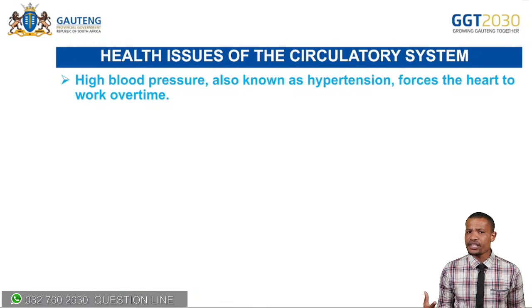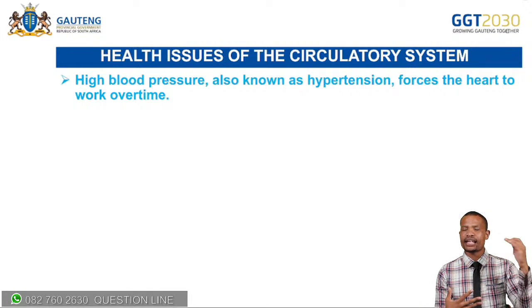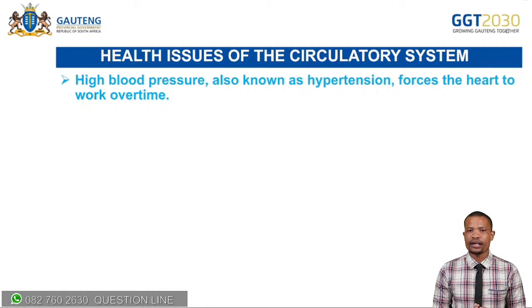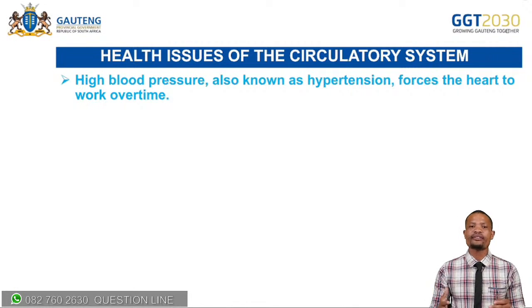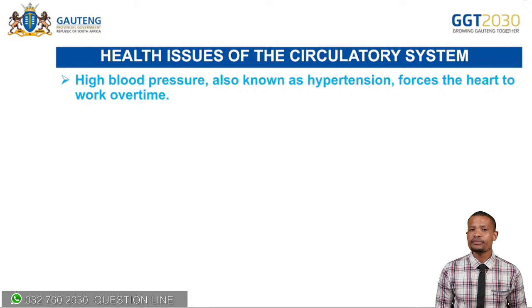So high blood pressure is also known as hypertension. It's very common with people that are slightly older in age, but it doesn't mean that as a young person you may not have it. If you have an issue with blood clots in your circulatory system, you are at risk of developing high blood pressure.